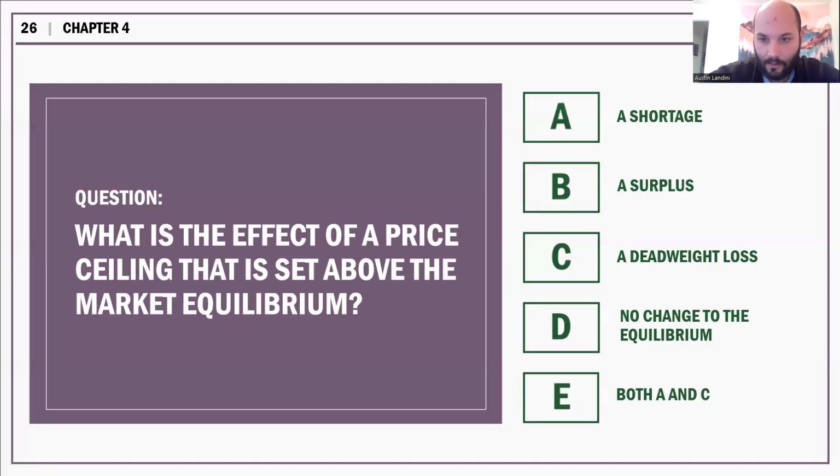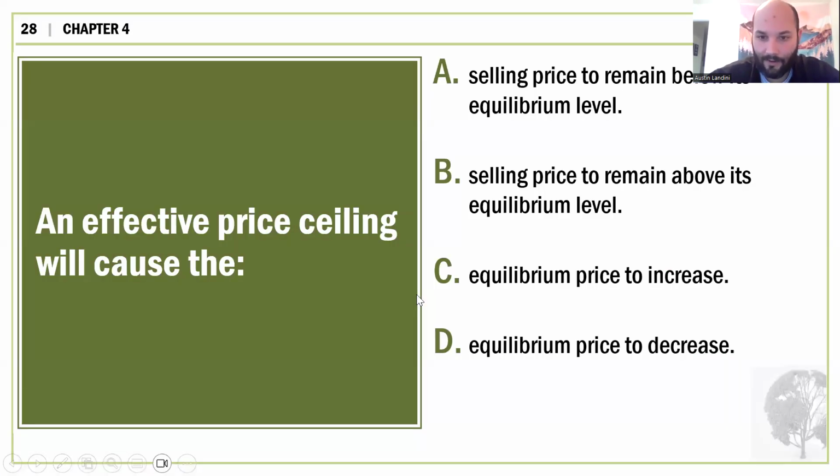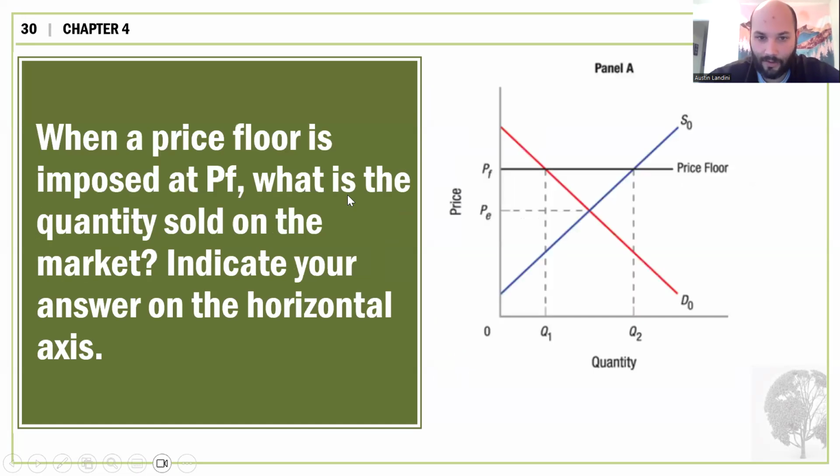All right, so again, what's the effect of a price ceiling that's set above the equilibrium price? A price ceiling stops a price from going higher than a certain amount. In theory, the price won't go above the equilibrium, so no change. What will an effective price ceiling do? Well, once again, a price ceiling will cause the price to not go above a certain amount. So the selling price should remain below its equilibrium. It won't change the equilibrium price. This is a non-equilibrium result.